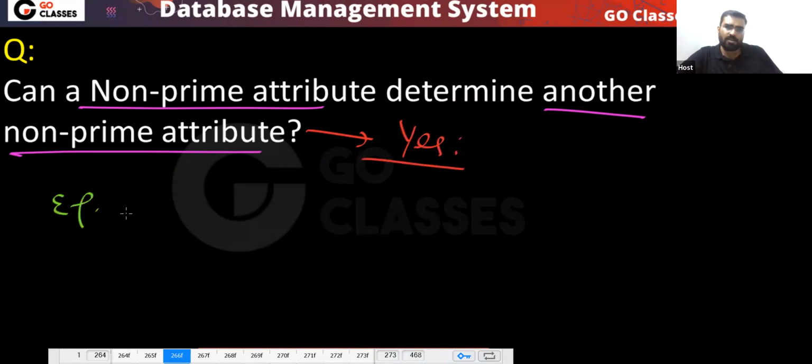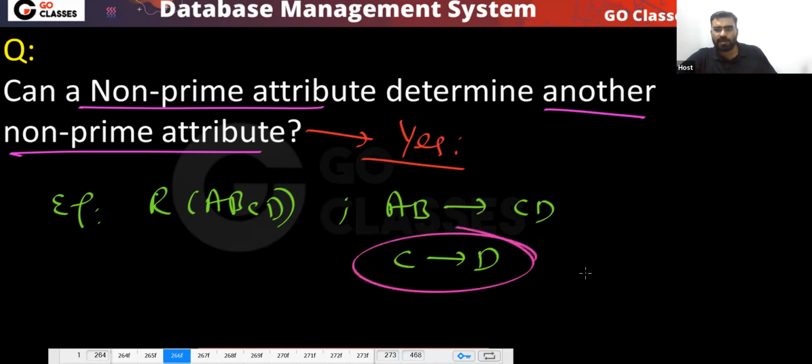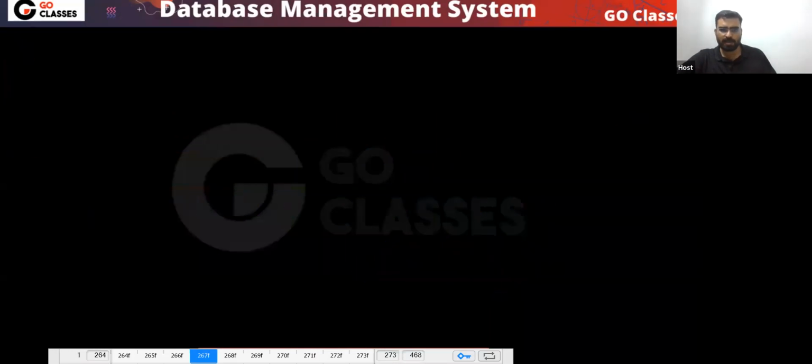For example, you can take R(A, B, C, D). Let's assume AB determines CD and C determines D. So it is possible.